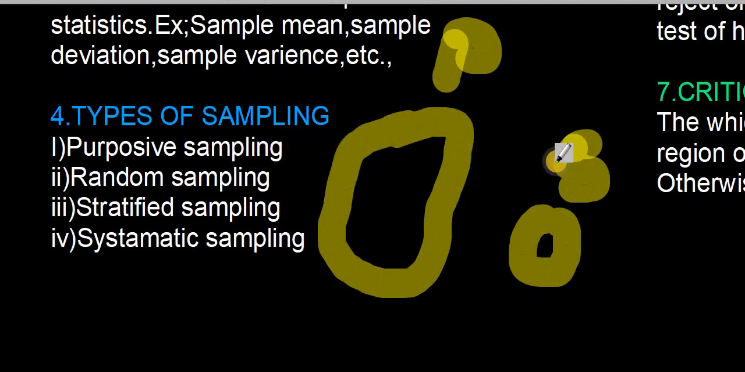Purposive sampling means we are purposefully taking a sample in order to study something. Take for example, we want to know the average wage of the school teachers in Coimbatore. This is Coimbatore. We are taking the samples. Our aim, our purpose, is to study the average wage of the teachers in Coimbatore. Then it is called purposive sampling.